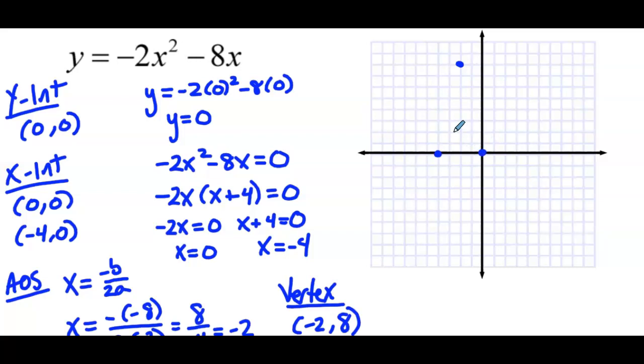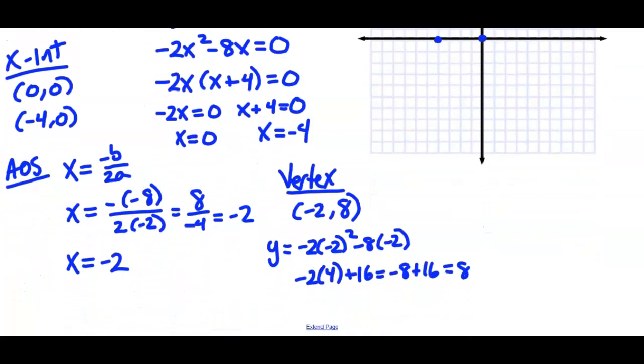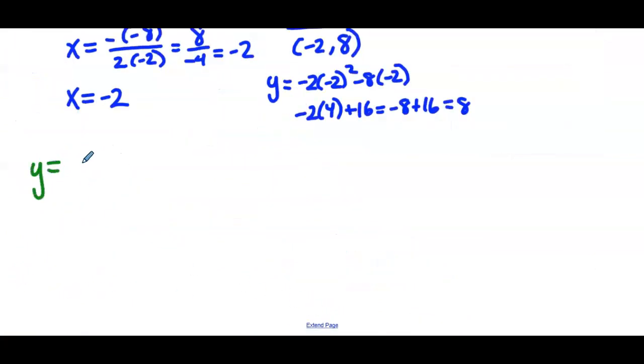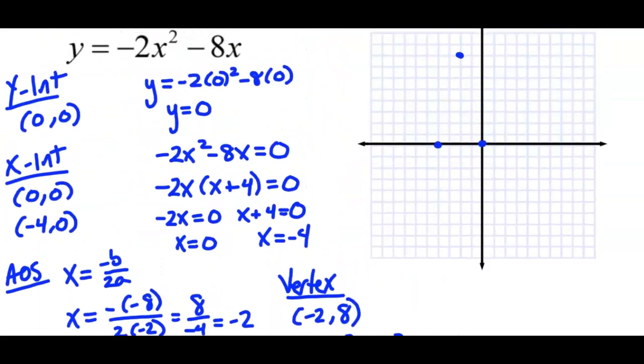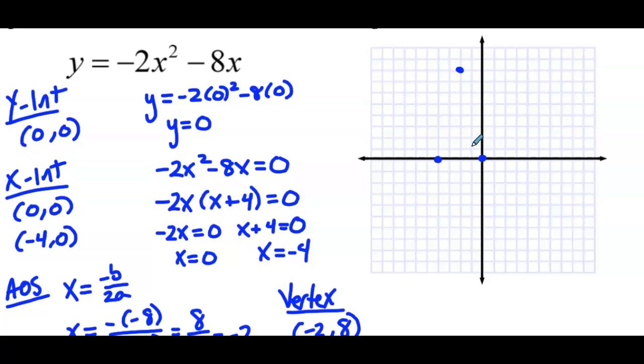So we'll plug in negative 1 for x. So if we plug in negative 1, we have negative 2 times negative 1 squared minus 8 times negative 1. So we have negative 2 times positive 1 plus 8, which is negative 2 plus 8, which is 6. So negative 1, 6 is also a point on our curve. So negative 1, 1, 2, 3, 4, 5, 6.